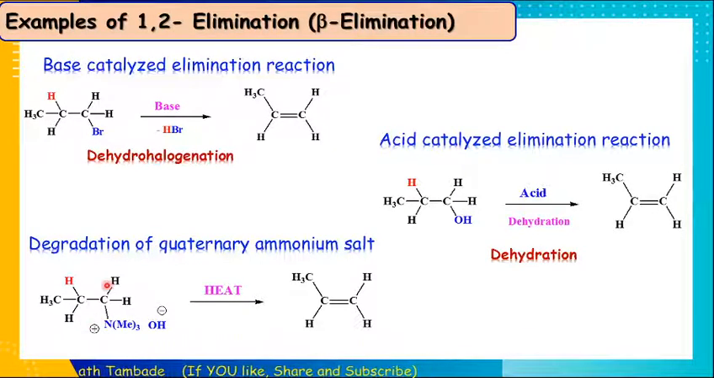Now this is a quaternary ammonium salt. When this quaternary ammonium salt is heated, there is a removal of this amine part and this hydrogen, and there is a formation of a carbon-carbon double bond. In this case, this quaternary ammonium salt portion is acting as a leaving group, along with this hydrogen that is left from this molecule, and there is a formation of a carbon-carbon multiple bond or carbon-carbon double bond. So these are some basic examples of beta elimination or 1,2 elimination reaction.